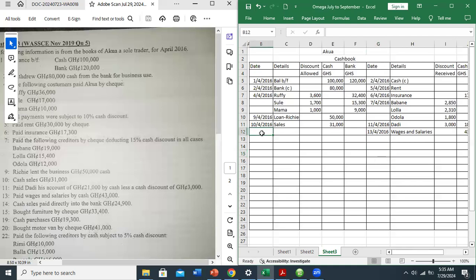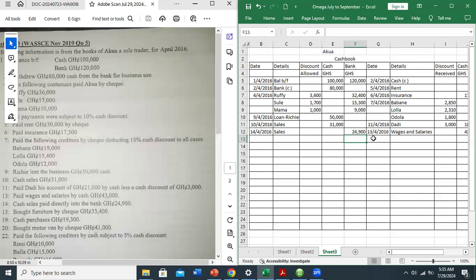So we sold goods and we have paid it into the bank. That's what it means. So on the 14th of April 2016, we will show a receipt of 24,900 into our bank account as a result of sales. That's all.